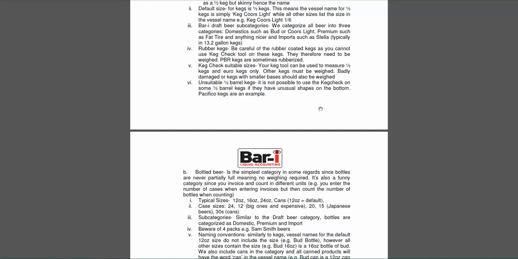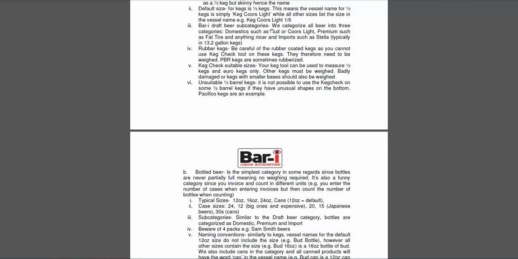As I mentioned, the default size for kegs is half barrel kegs. That means when we're naming a type of beer, if the keg is in that default half barrel size, then the size won't be included in the name of the product. So it will just say, for instance, keg Coors Light. Because it's in the draft beer category, the default size is half a barrel. If it doesn't specifically list the size of the keg, then you know it's that default size, which in this case would be half barrel. Conversely, if we had a sixth barrel keg of Coors Light, then the name of the product, both the vessel and the product name, would include 6th, so that you knew the correct size for that.